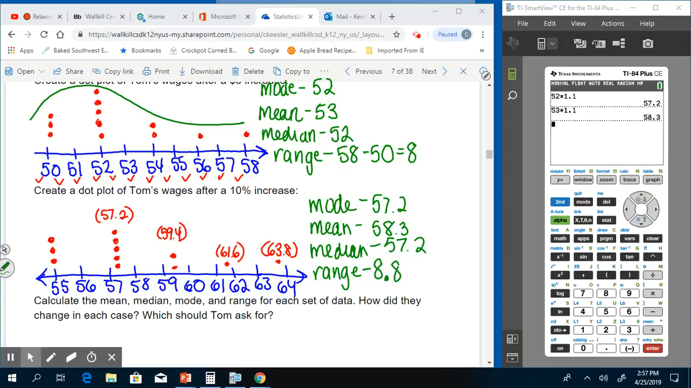All right, so you're going to now answer some exit tickets dealing with dot plots on your own. I'll be around to help you out.